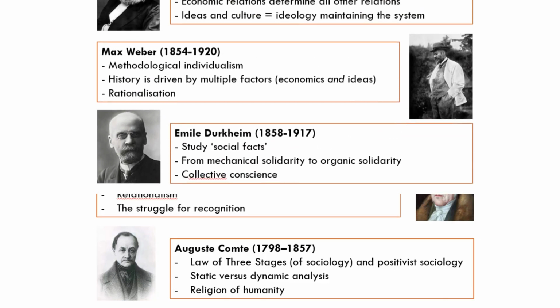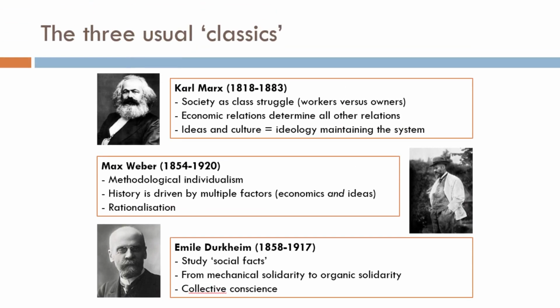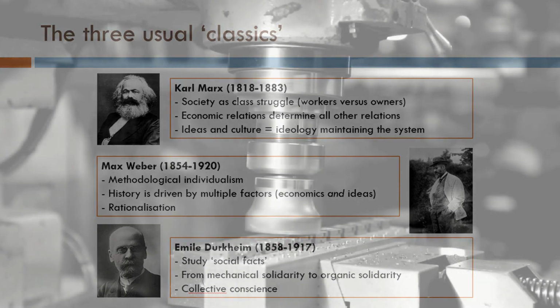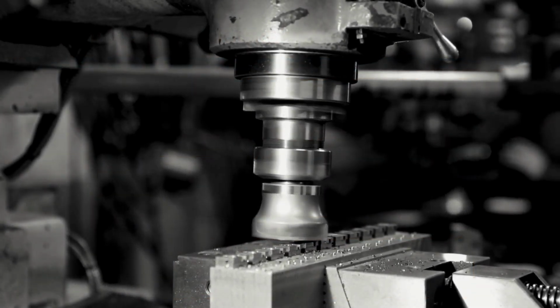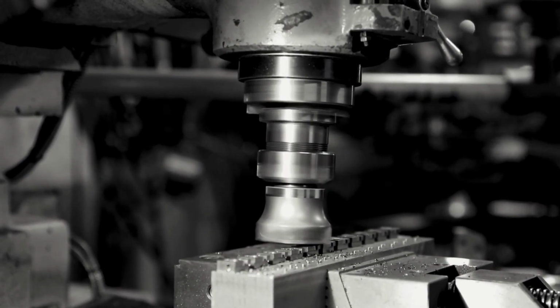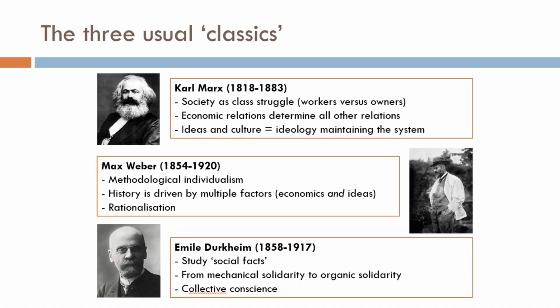The usual classics, the canonical three, the big cheeses. Now we arrive at the familiar big three. Again, just signposts. Marx, society structured by class struggle. Economic relations shaping political and cultural life. Ideas as ideology, not lies but stabilizing frameworks. Weber, methodological individualism, multiple causal forces, rationalization, bureaucracy, disenchantment. Durkheim, social facts, collective conscience, mechanical and organic solidarity.